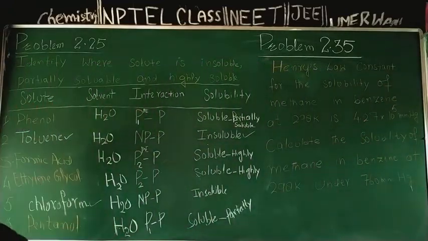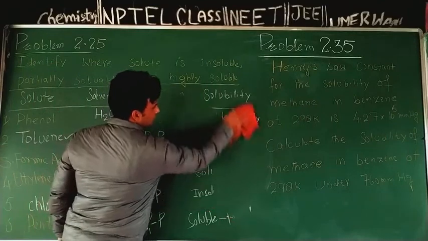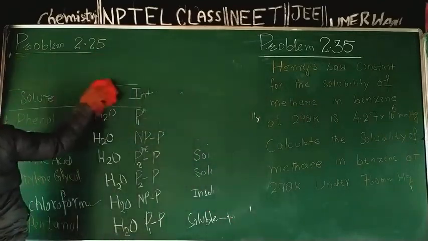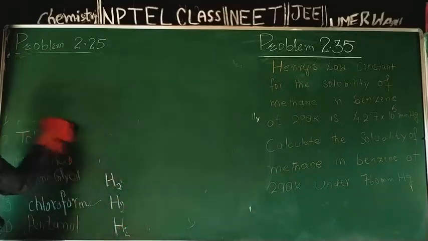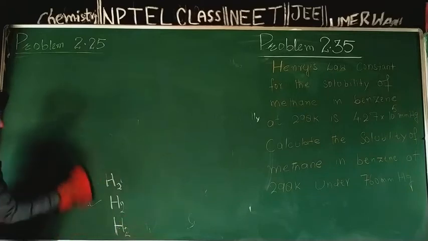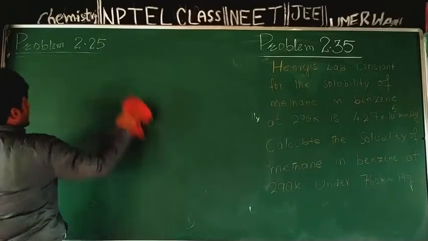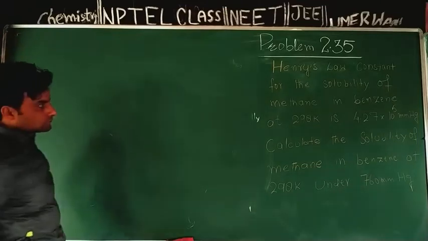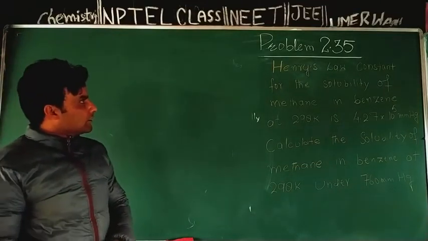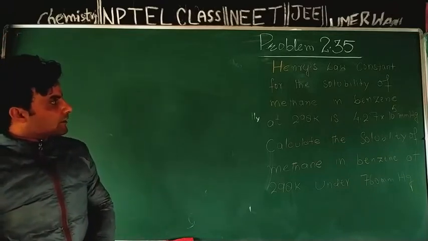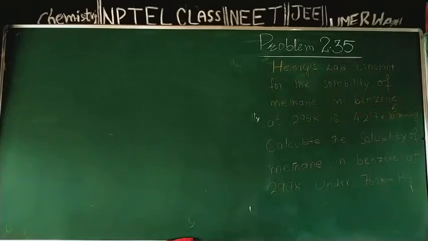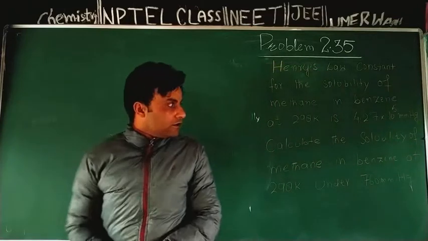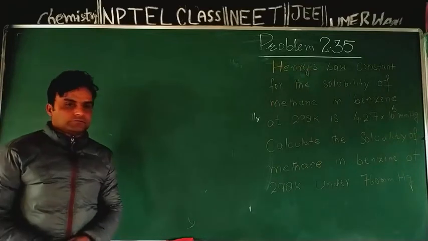Now today I have got one more problem because it is also based on solubility. Let me read this problem. Henry law constant for solubility of methane gas in benzene at 298 Kelvin is 4.27 into 10 raised to the 5 mmHg. Calculate the solubility of methane in benzene at 298 Kelvin under 760 mmHg.